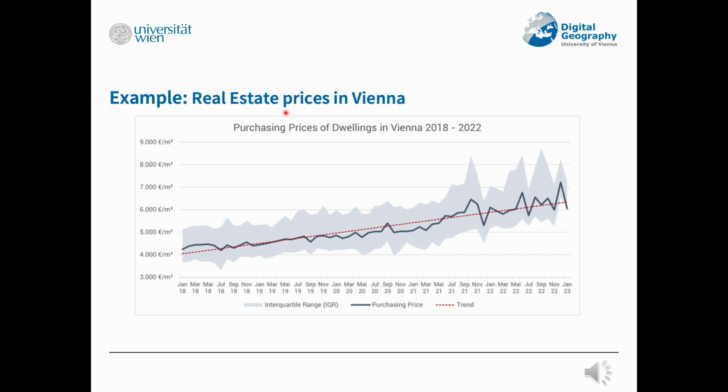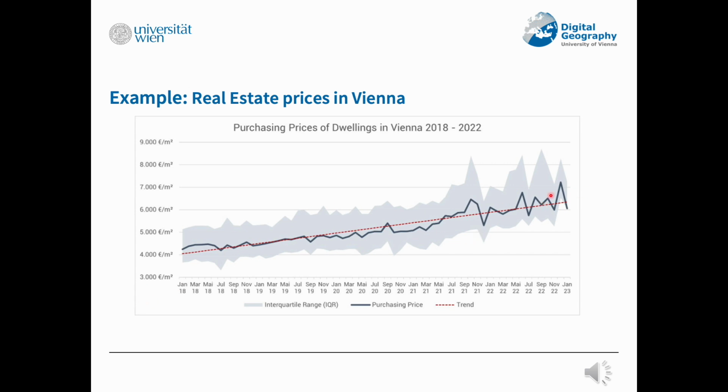This graph now shows the development of prices of newly built dwellings in Vienna from 2018 until 2022. You can see an increase in purchasing prices of dwellings in Vienna in this time. There are some mild variations, but overall there is an increasing trend over these 5 years.